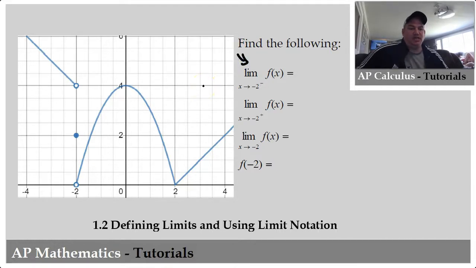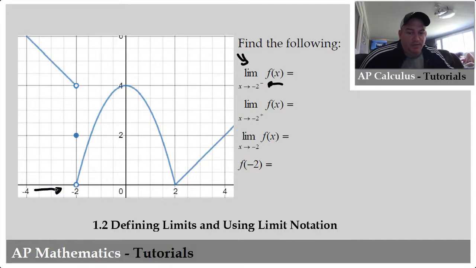So in this particular graph, in this first problem here, we are looking to see the limit of f of x as x approaches -2 from the left-hand side. When you see a little negative up here, it almost looks like a power. That's telling you that we're approaching the number from the left-hand side. So we need to look at this graph starting around -2, but from the left of -2. So left of -2, we'll start over here. We're going to approach -2 from the left-hand side.